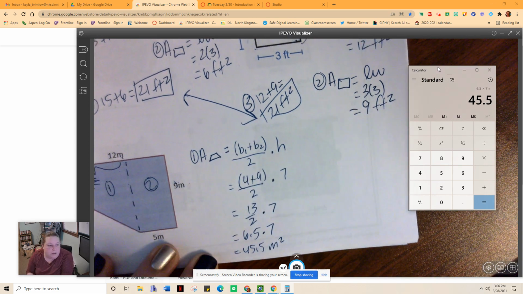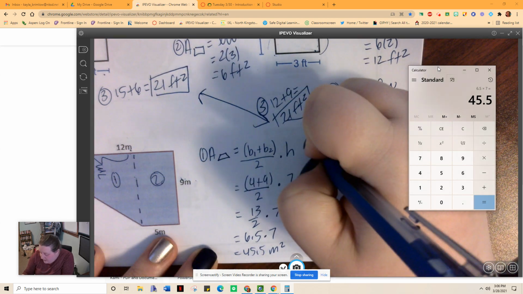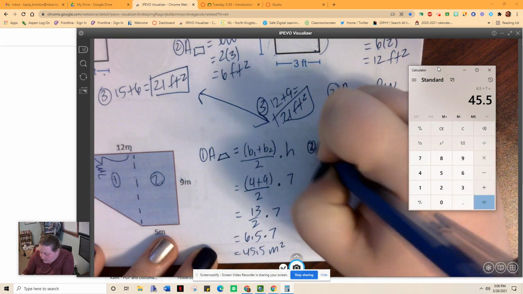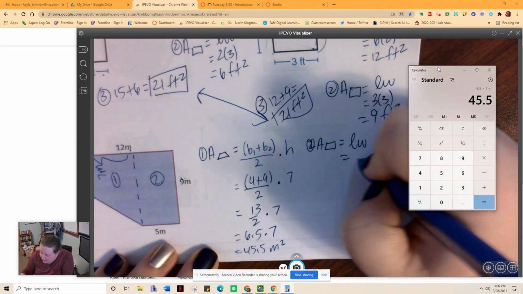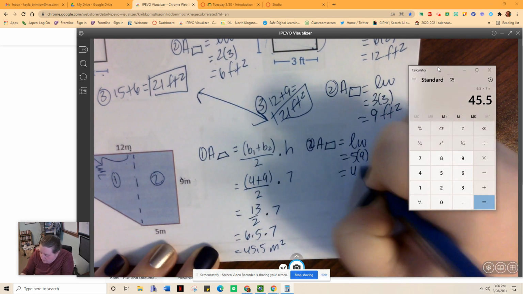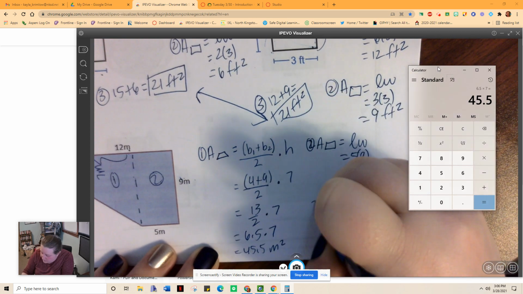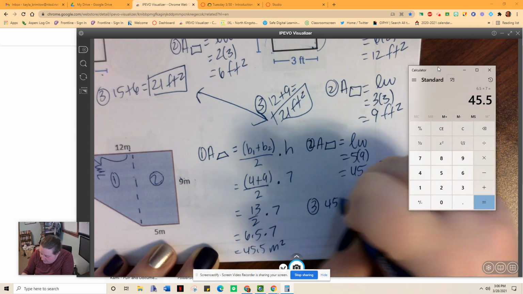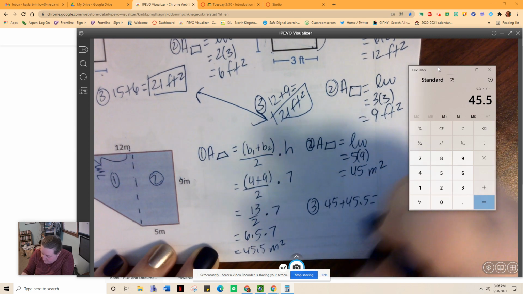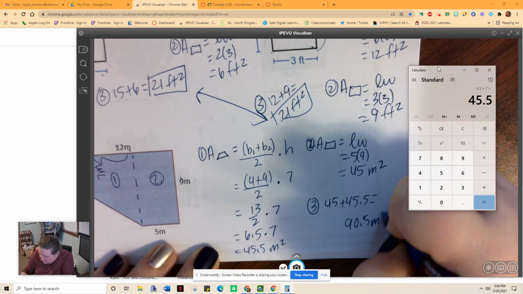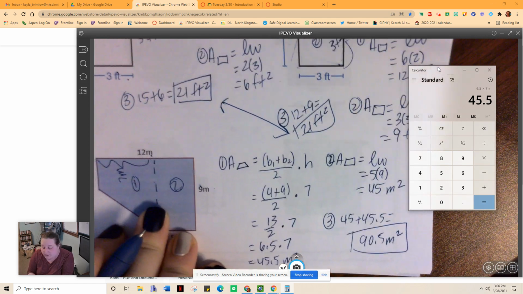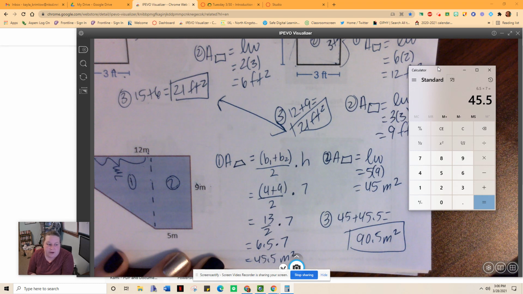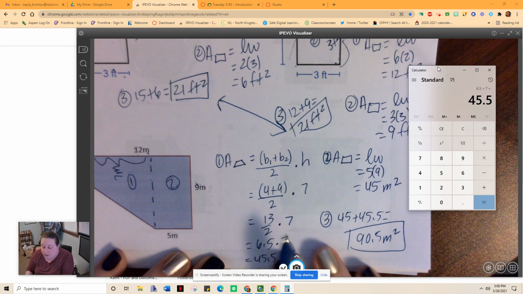Okay. So next I need to find the area of the rectangle. Length times width, which I have 5 and 9. Step 3, I add those together. 45 plus 45.5 equals 90.5 meters squared. So regardless of how you broke up this original figure, you should have ended up with an area in total of 90.5 meters squared. Okay.